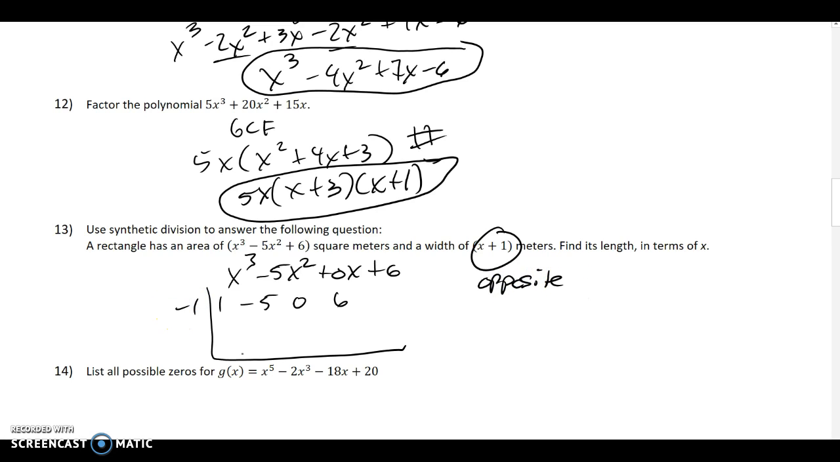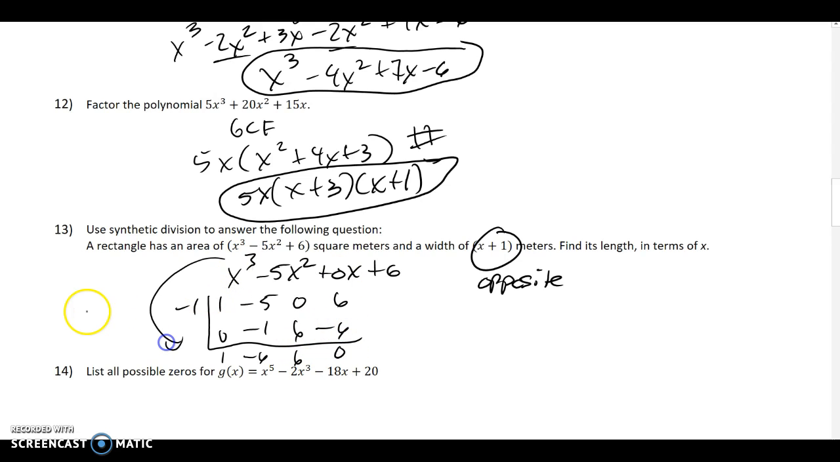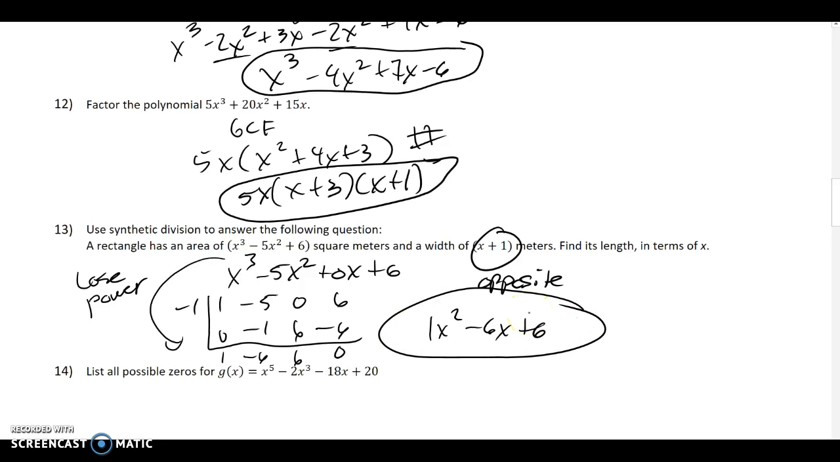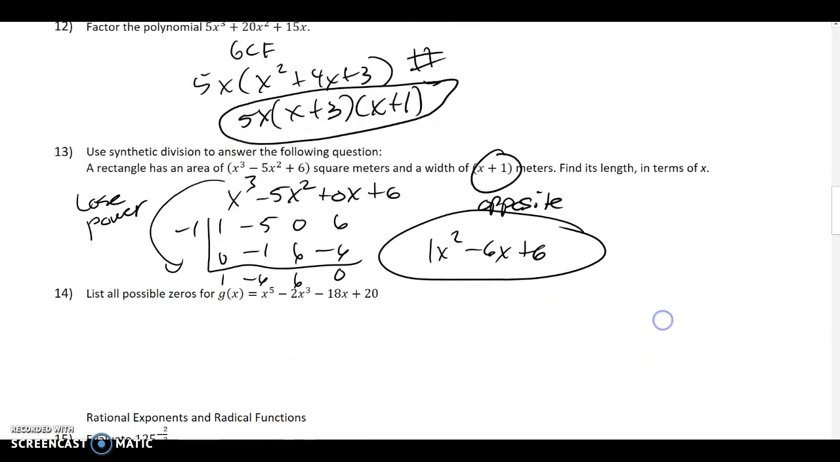So we're going to add down and then multiply, add down and then multiply, add down and then multiply. So we add down and get 1, multiply and get negative 1, add down and get negative 6, multiply and get 6, add down and get 6, multiply and get negative 6, add down and get 0. We lose a power. Again, I'm going very quickly just because we have 30 questions to get through here. We lose a power, so we started with a power of 3, so we're left with 1x squared minus 6x plus 6. And that would be the length of either side of our shape.